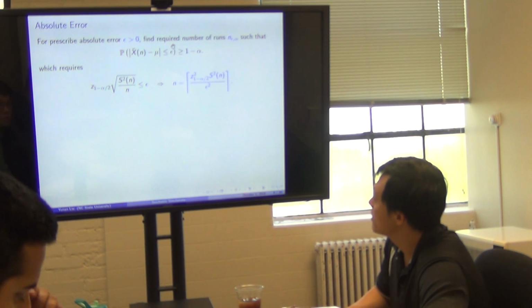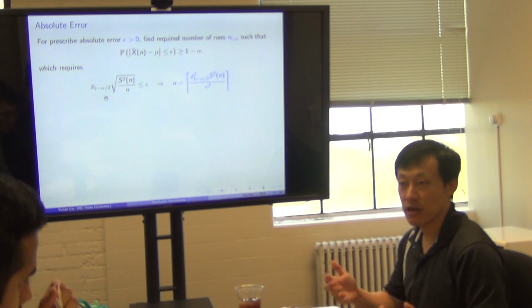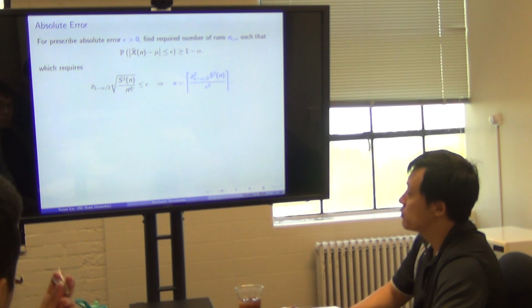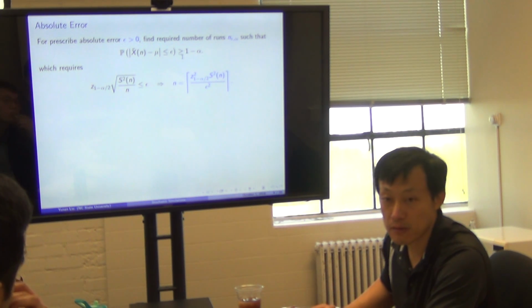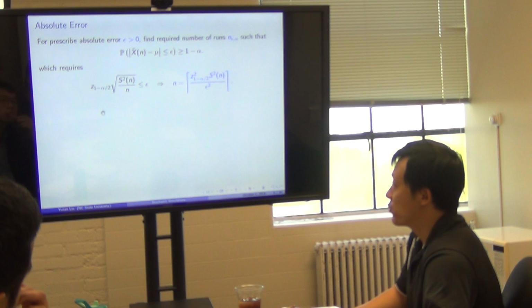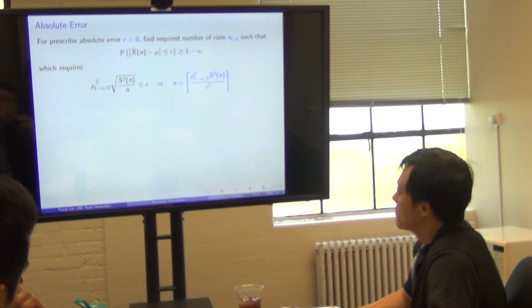Now we're given this epsilon. All you need to do, based on our understanding of the CLT, is to let the half width be less than epsilon, because if you do that, the right-hand side is automatically satisfied. This is the half width. You have the plus minus.